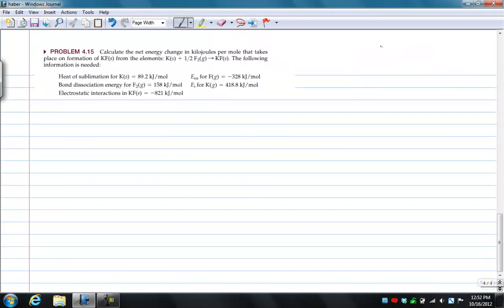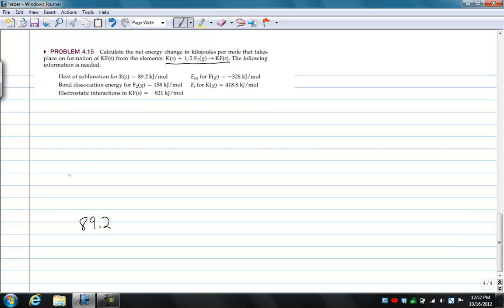So let's look at that right here again. So again, this is the reaction we want here. We want the reaction of potassium with half a mole of fluorine to form potassium fluoride as a solid. And so we're trying to find the net energy change when we do that. And so it's really the sum of all the parts.